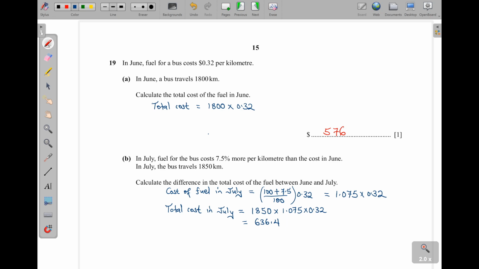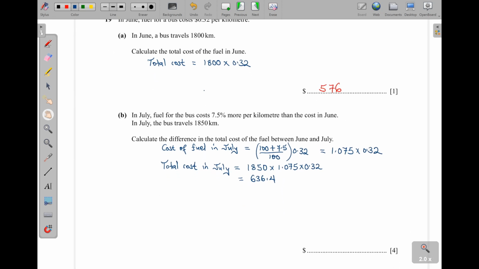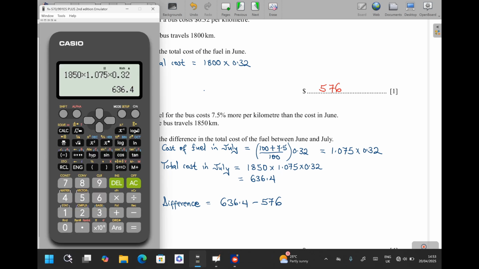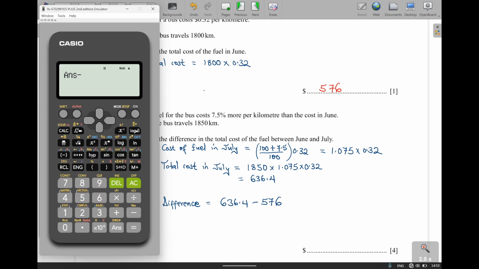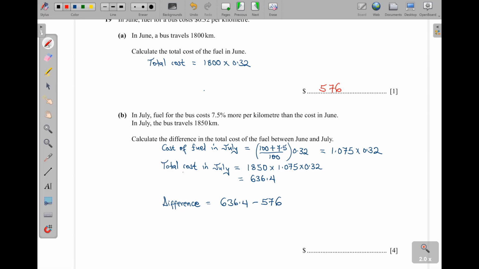636.4. Okay, and then the difference is going to be this one we have gotten. So the difference in the cost is going to be this 636.4. We subtract 576, and this one we just put in the calculator minus the 576, which gives us 60.4. So you write your answer here as 60.4. You can even put a 0. This is $60.40. Okay, but even if you write 60.4, it's okay.